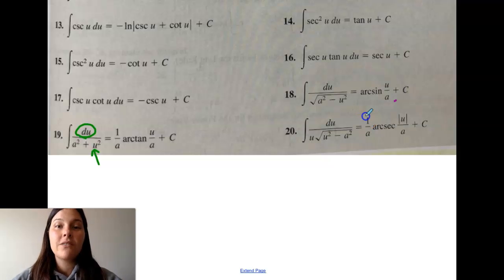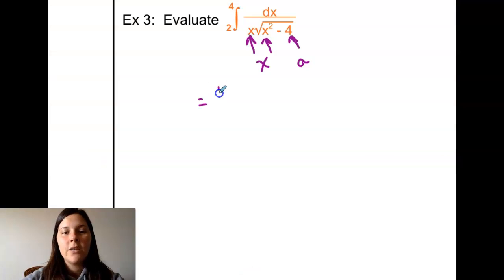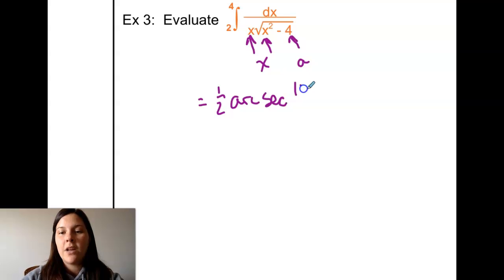Real quickly, we're going to revisit that arcsecant pattern. So we would have 1 over a. We recognize that our a squared was 4 in this case, so our a will be 2. And then for our arcsecant, we do have that absolute value. So we'll have the absolute value of x over 2, and then our plus c. Integrating, we get 1 over a, that's 1 over the square root of 4, times the arcsecant of the absolute value of x over a, which again was 2.